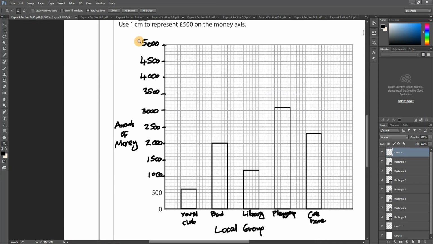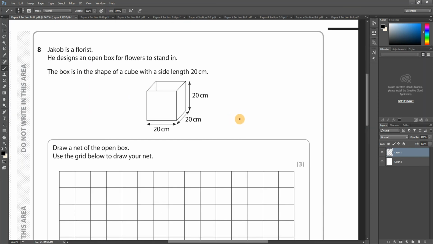Let's move on to the next one. Question 8. Jacob is a florist. He designs an open box for flowers to stand in. The box is in the shape of a cube with a side length of 20 centimeters. Draw a net of the open box. Use the grid below to draw your net.